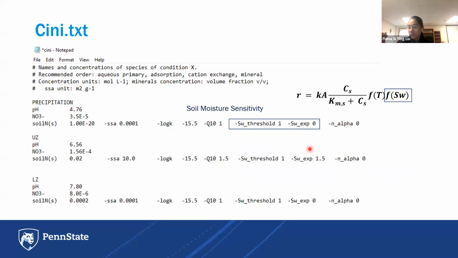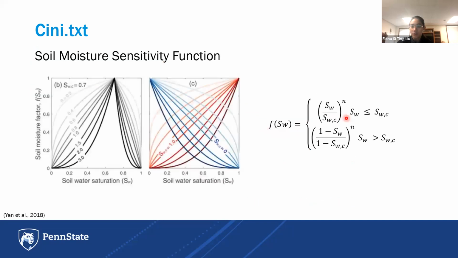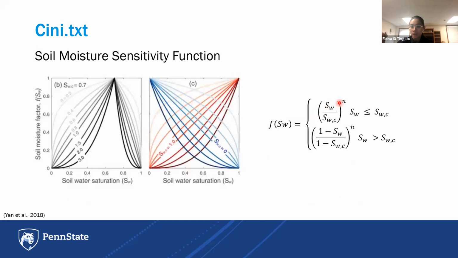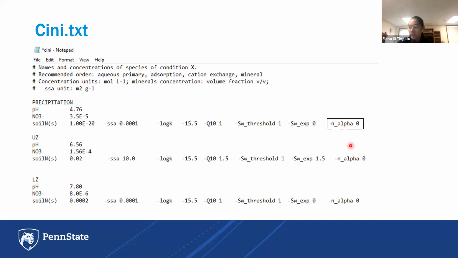So if we look back at our reaction rate parameters again, this SW threshold refers back to the critical soil moisture term that we were talking about. And this SWEXP is the N term, the exponent term that we're referring to. And lastly, we have this N alpha term, which reflects a reaction rate that depends on the water table depth. However, in this tutorial, we are going to assume that the reactivity of the soil N does not change with the depth of the water table, and thus a 0 value is placed here as a placeholder.